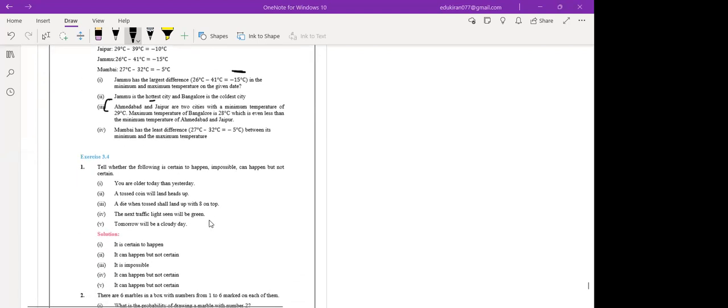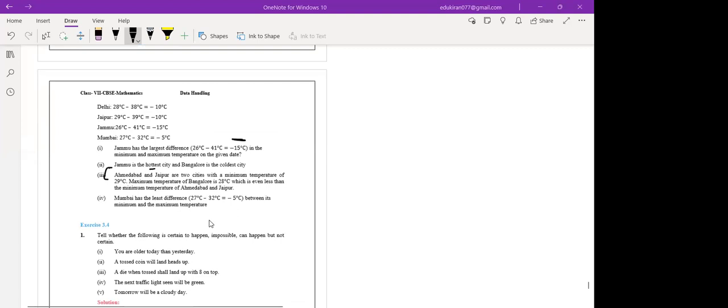Now this one. Tell whether the following is certain to happen, impossible, can happen but not certain. Ma'am, is 'can happen but not certain' one full sentence? Yes, one sentence only. Ma'am, criteria means information, right? Like this can happen or not. For example, I said tomorrow it will rain. Right? So over here, what is this sentence? Like this can happen.